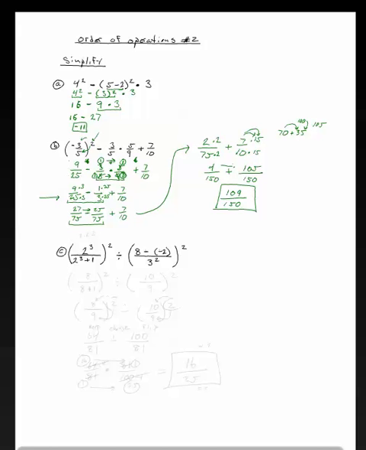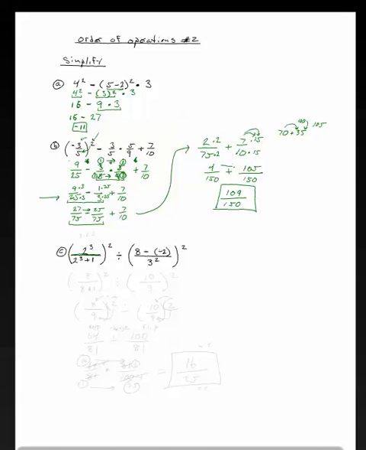Number C, once again, looks fairly complicated, but this one's actually going to go pretty quickly. So when you have fractions like this, where we've got a fraction bar, and then we've got expressions that we need to simplify in the numerator and denominator, we always simplify the numerator and denominator first.